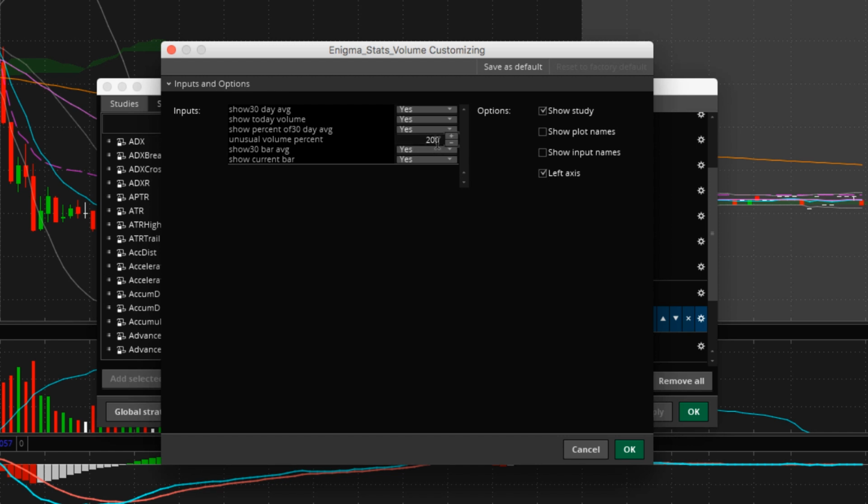And all this really does is control when the color changes for these labels. So when the security you're looking at reaches whatever you have defined here for unusual volume, then these labels will change green when it reaches that level.